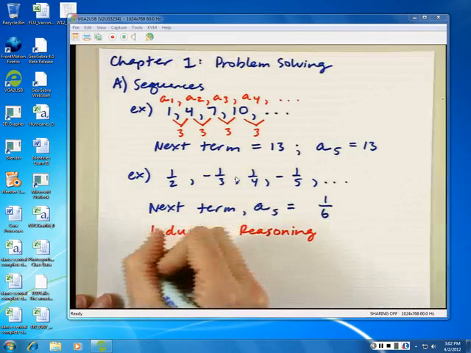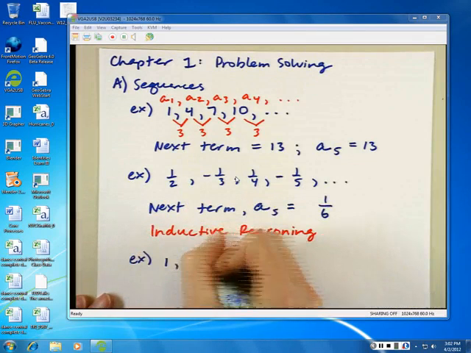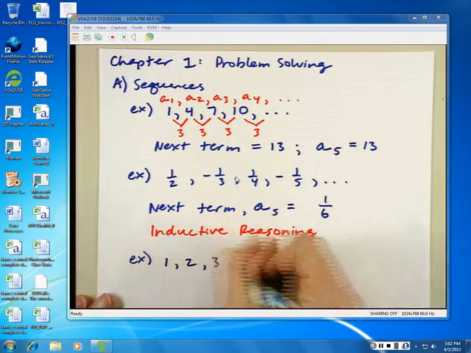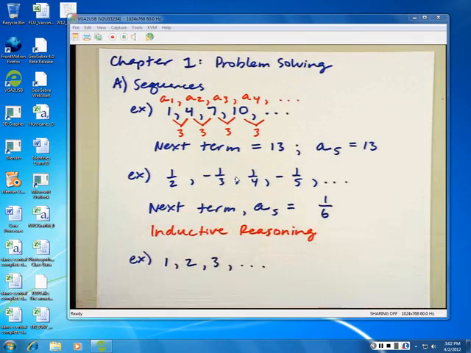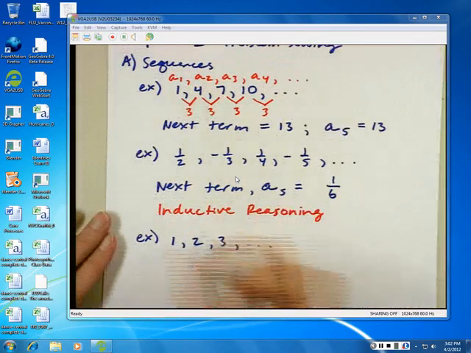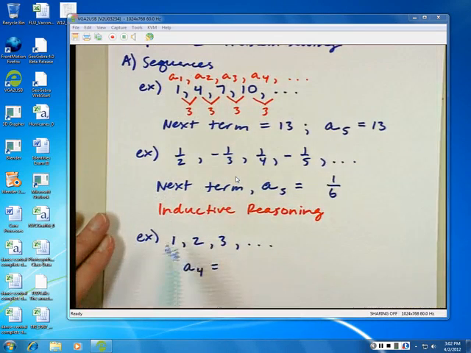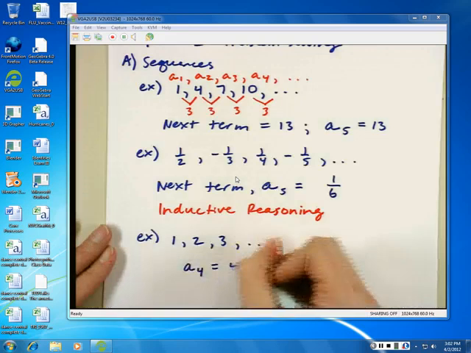Okay, so for example, let's say that we had 1, 2, 3, and we wanted to guess the next number. So for this one, we're looking for, let's see, first, second, third, the 4th term, which would be A sub 4. And I think the obvious choice here would be that we just keep going up in the counting numbers, 1, 2, 3, so that one would be 4.